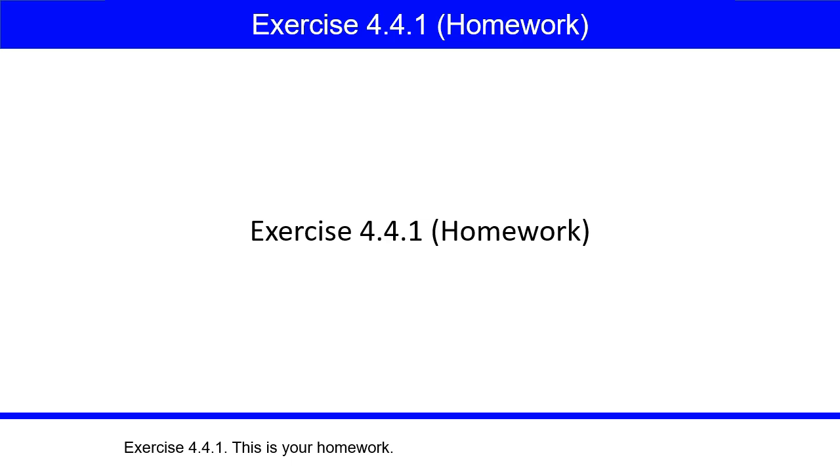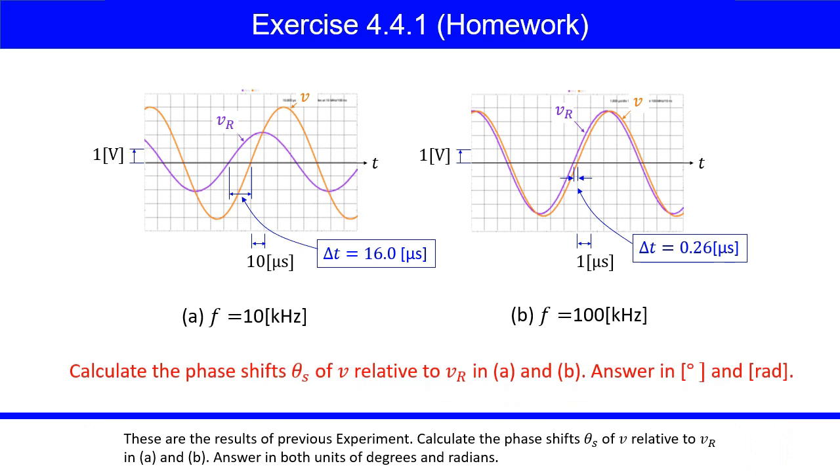Exercise 4.4.1. This is your homework. These are the results of the previous experiment. Calculate the phase shifts theta of V relative to VR in A and B. Answer in both units of degrees and radians.